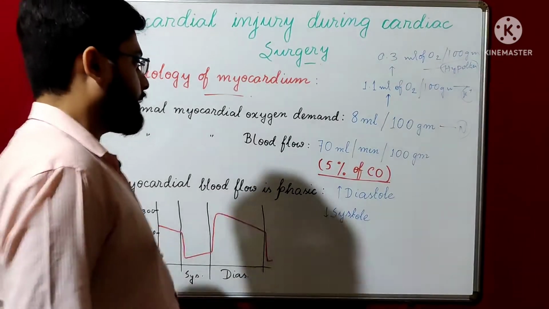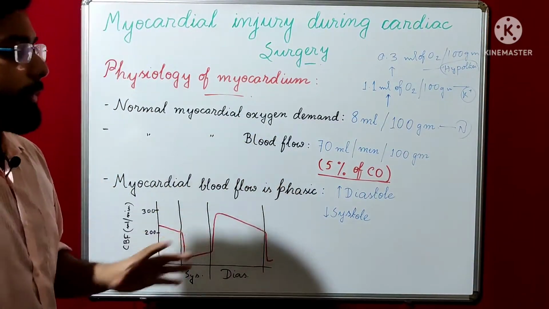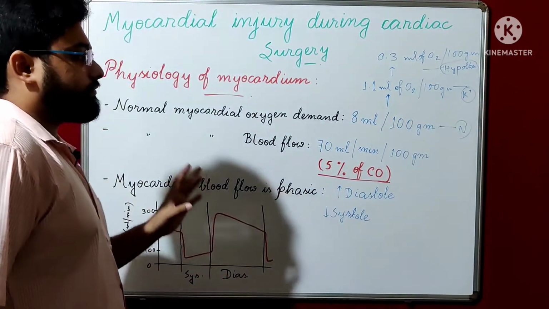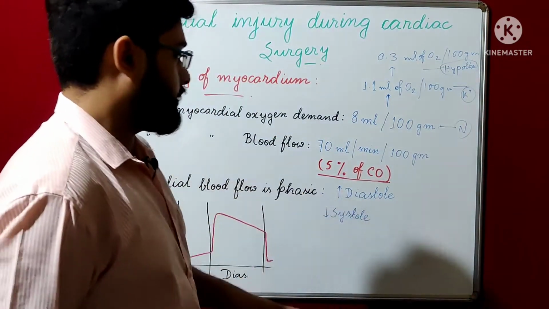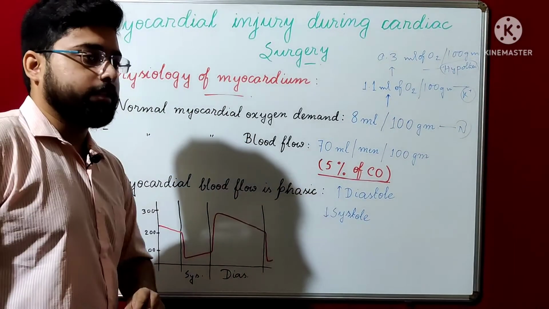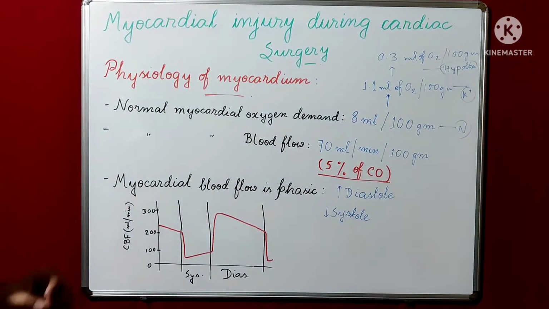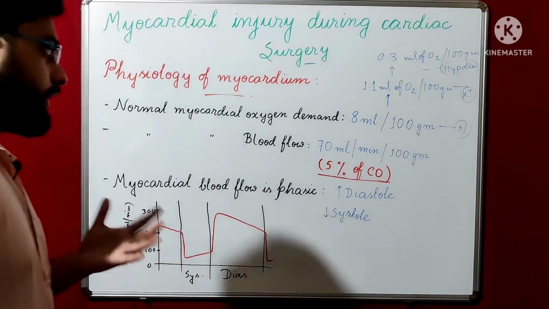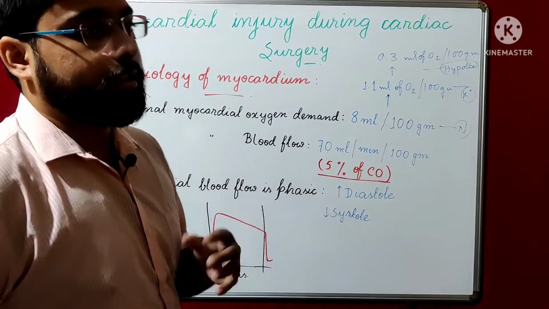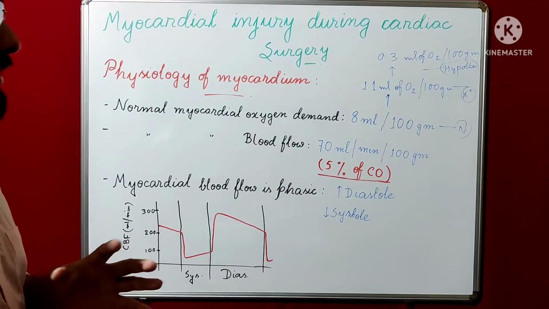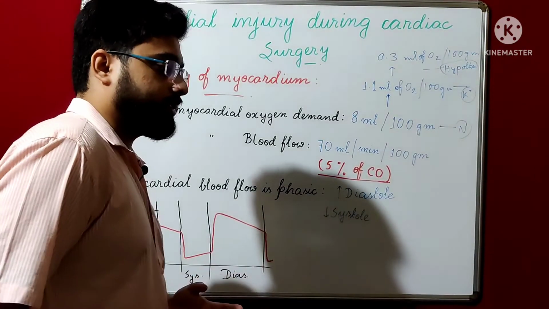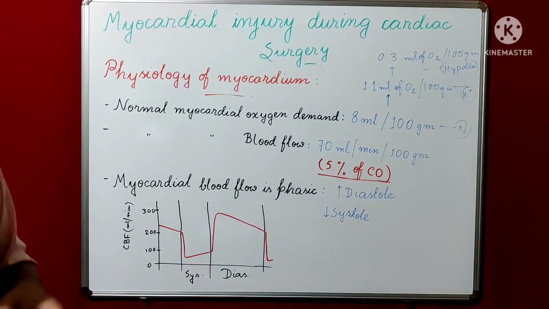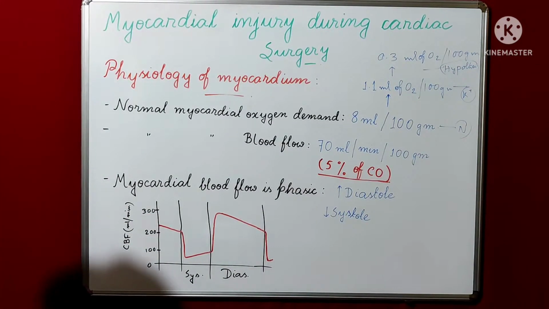So it is obvious that if the myocardium only gets 5% of cardiac output, it will be very sensitive to blood flow and oxygen supply. So it becomes very vulnerable to ischemia. That's why we are so worried about myocardial ischemia and about how to protect it without any severe consequences post-operatively.